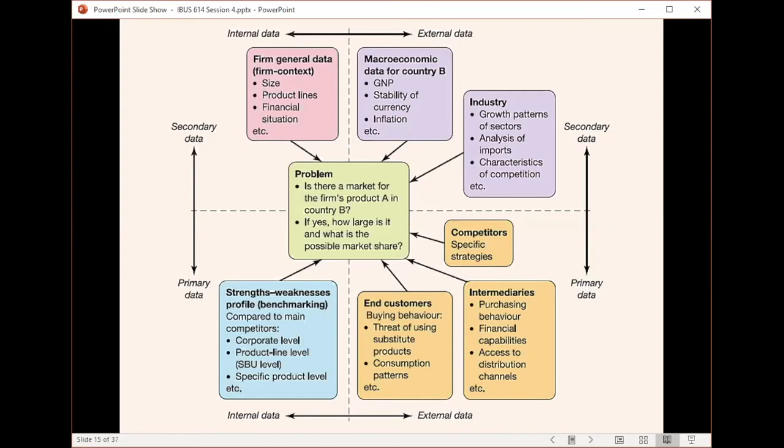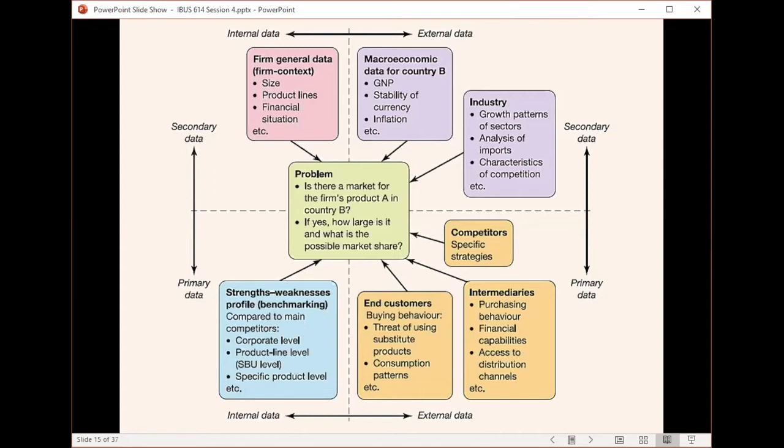But looking at secondary data again, from the external point of view, we can see that micro and macro environmental issues also come into play. At the macro environmental level, just like Mr. Samwatano said some moments ago, we can think about things like GDP, the stability of the currency of the country that we are going into, the level of inflation. All these things will affect whether or not we will be able to survive and whether or not we can even successfully enter the market.